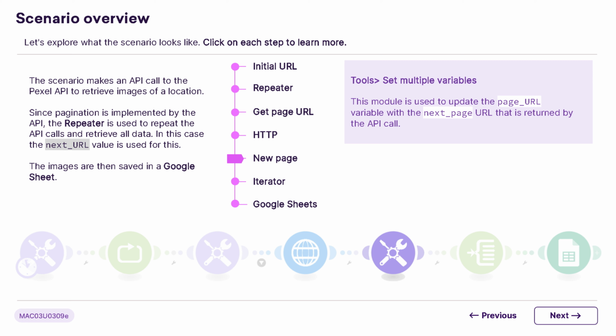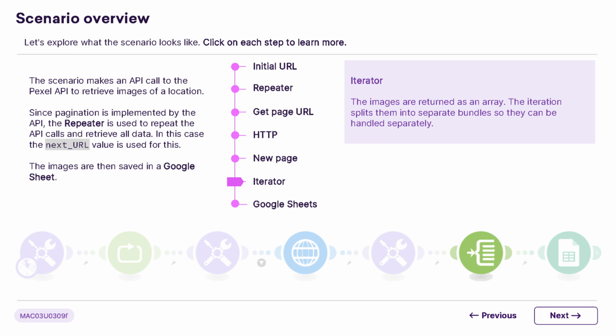A key component of this process is updating the page_URL variable. We use a tool to set multiple variables, ensuring that with every API call, the page_URL is updated with the next page's URL. This seamless transition between pages ensures that you won't miss any information as you pull in images. By automating these steps, you convert complex data retrieval into a streamlined workflow, making it easy to handle large sets of images efficiently.